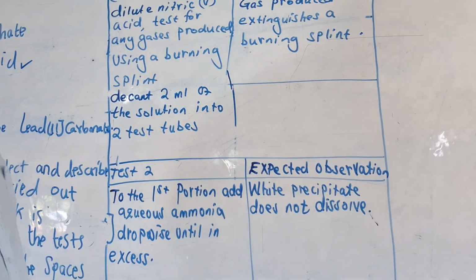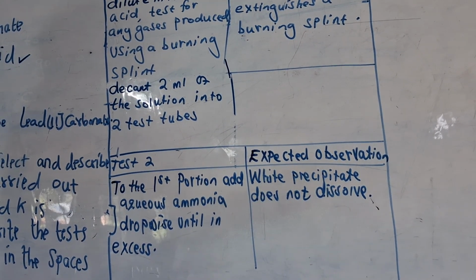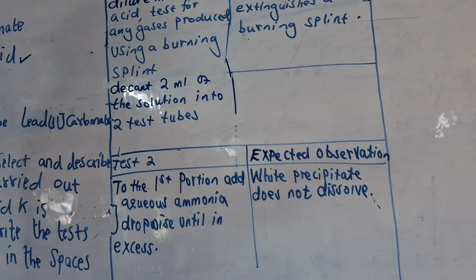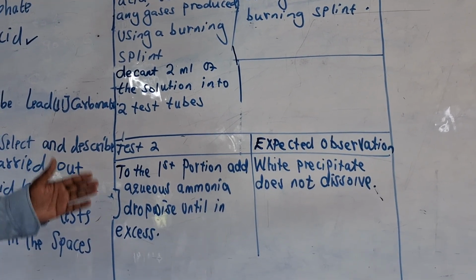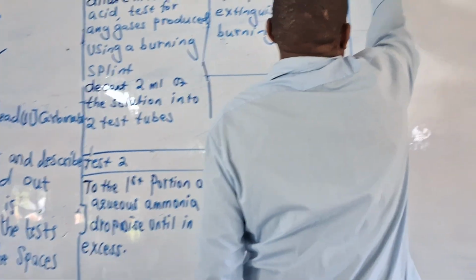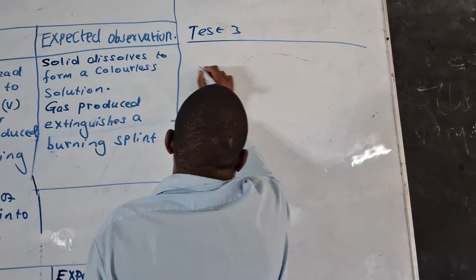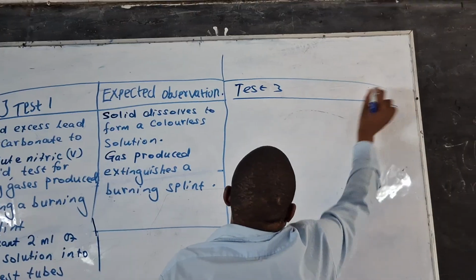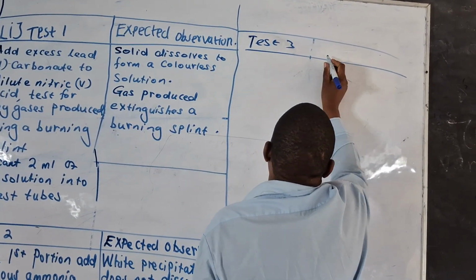White precipitate does not do what? Does not dissolve. So it means lead, or any other compound which forms a white precipitate that does not dissolve, is present. Then lastly, that is test number 3. Test 3. Then we have expected observation.